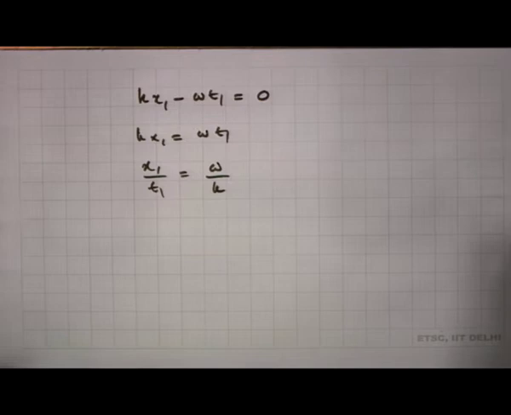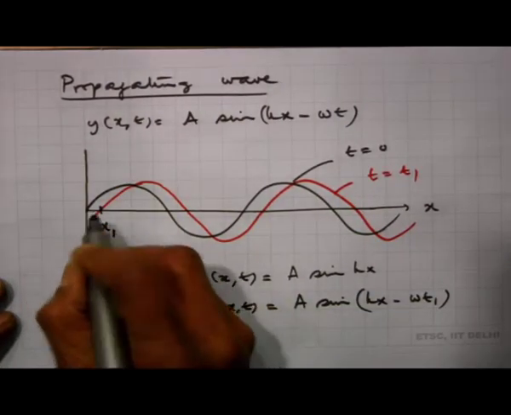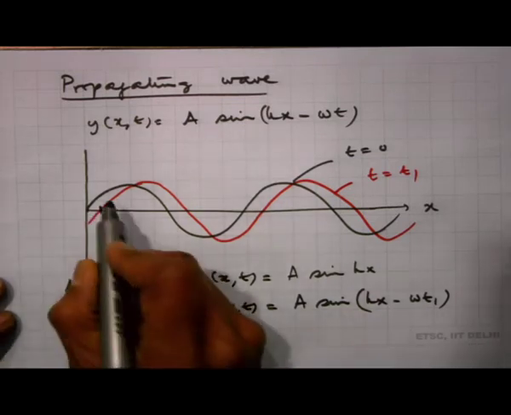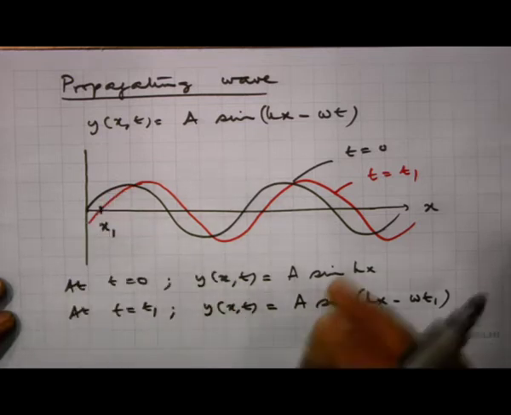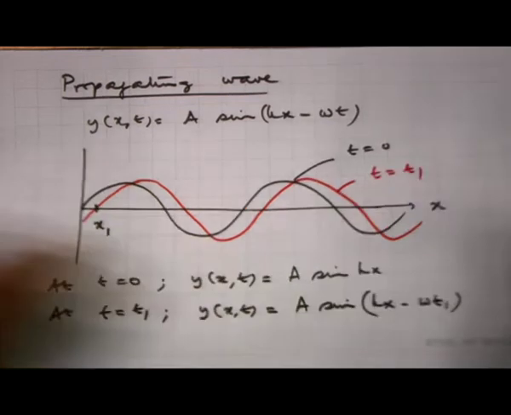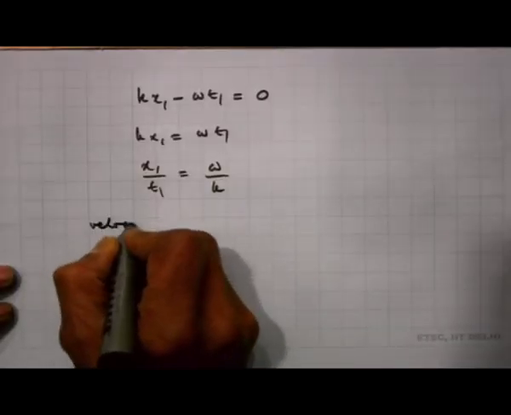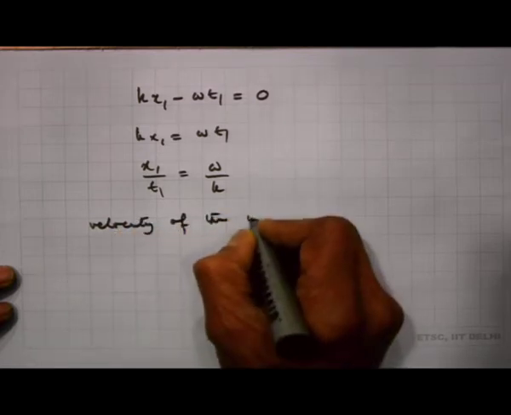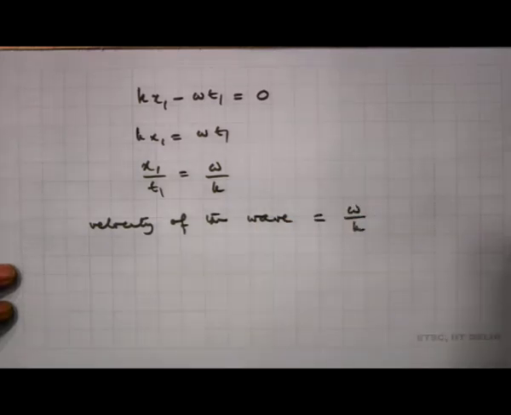Now, what is x1 by t1? What we see is that the wave which was at this point at t is equal to 0 has moved to this point in a time t1. Every point on the string has moved by a certain distance in a time t1, so this must represent the velocity or speed of the wave. So, the velocity of the wave is equal to omega by k.